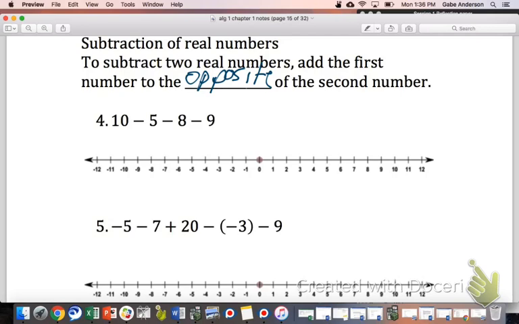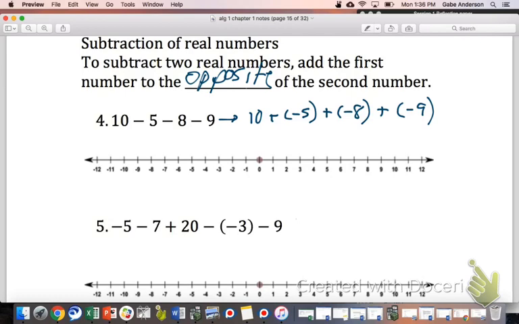So for example, with number 4, we could translate this into being 10 plus negative 5 plus negative 8 plus negative 9. And doesn't that end up looking just like what we practiced a few minutes ago? 10 plus some negative number plus another negative number plus a negative number. To be honest with you, 10 minus 5 and 10 plus negative 5 are the same thing, but we tend to be real comfortable with addition, so we can translate it into this, and this will work fine for us. You certainly could use the number line.